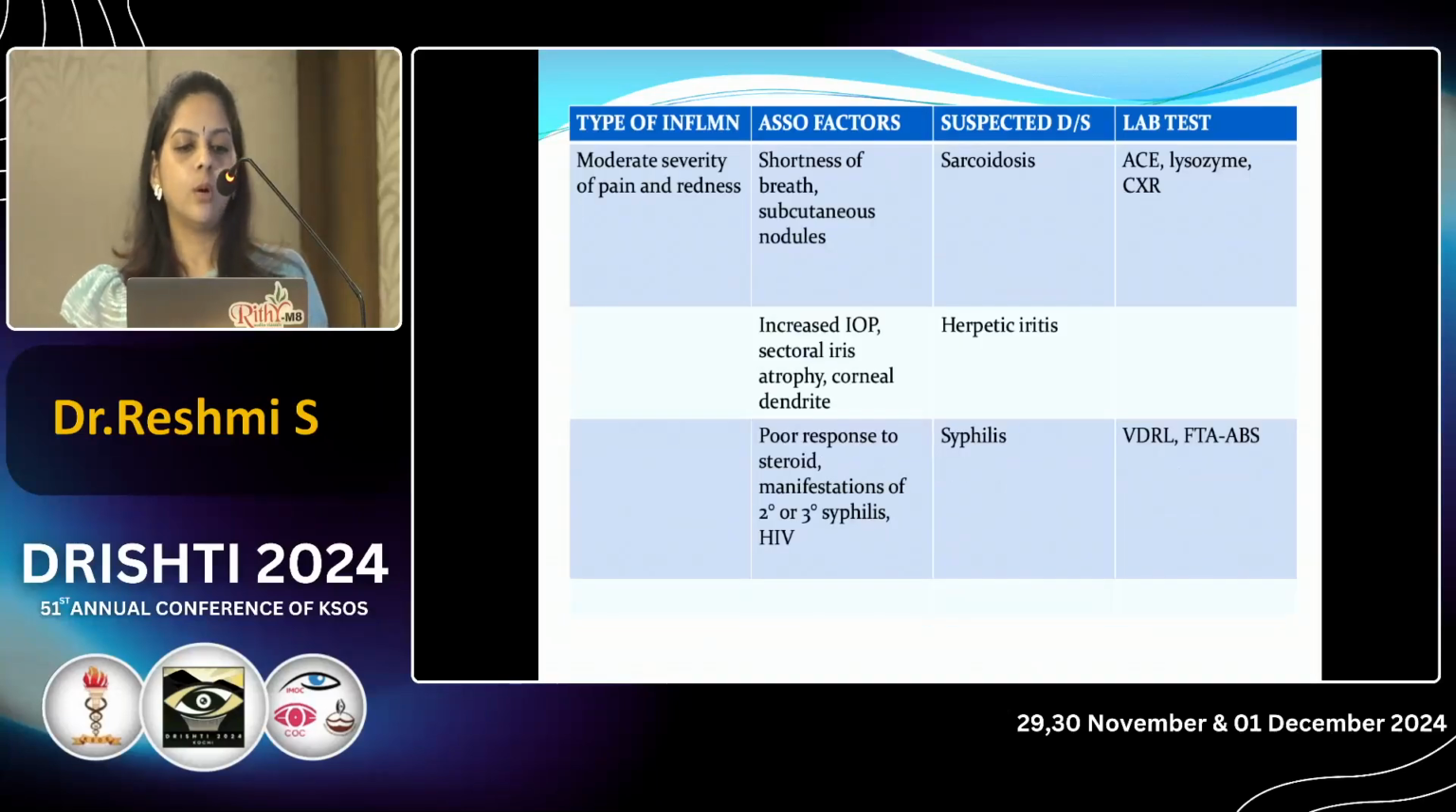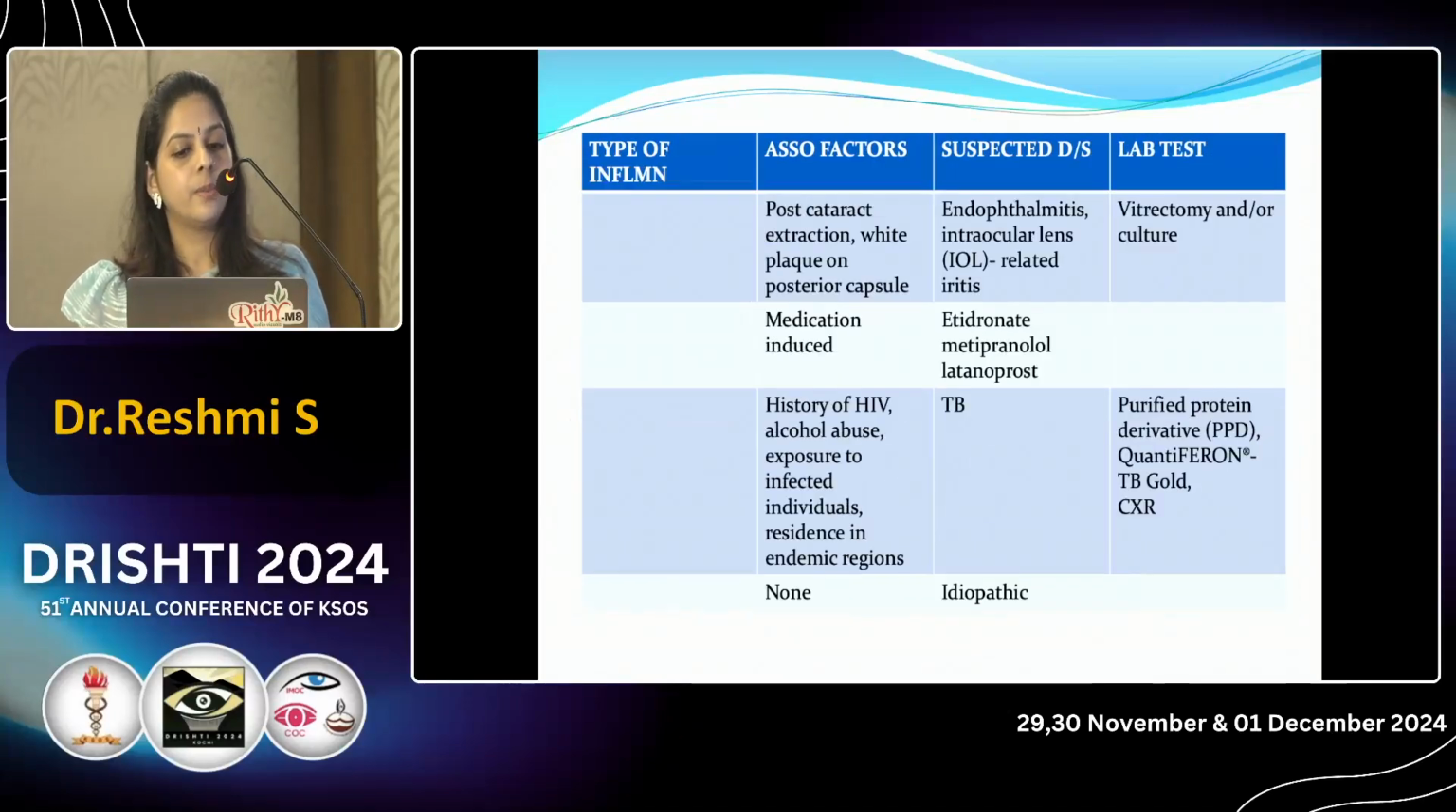On the other hand, if it is a moderate severity of pain and redness with some amount of shortness of breath and subcutaneous nodules, think about sarcoidosis, check ACE, lysozyme and chest X-ray. If there is increased IOP with some amount of central iris atrophy, it can be herpetic iritis. If there is poor response to steroids and manifestations of secondary and tertiary syphilis, check VDRL and FTA-ABS. Also, if it is a post-op patient, it can be endophthalmitis. It can be medication-induced like latanoprost. If there is history of HIV or if there is exposure to TB, etc., check for purified protein derivative, QuantiFERON TB Gold and chest X-ray.